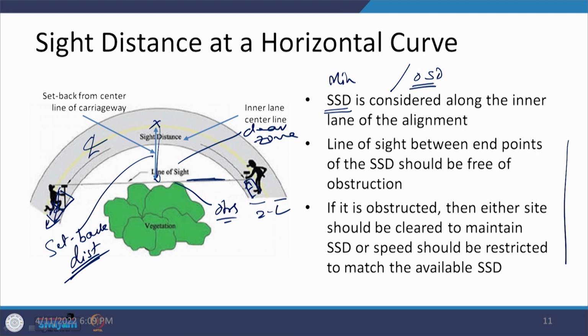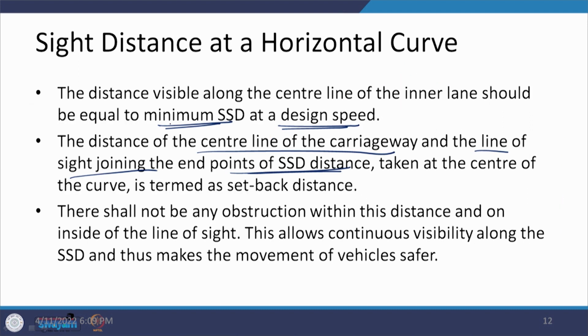That means, when we say the minimum sight distance should be available as SSD, what we are saying is that this distance which is travelled here is equal to SSD. So, that is what we are talking here, and with respect to that, if you are taking the end points of that distance of SSD and a line of sight being drawn and the distance of that with respect to the center line of the carriageway, then this is defined as a setback distance already defined in the previous slide.